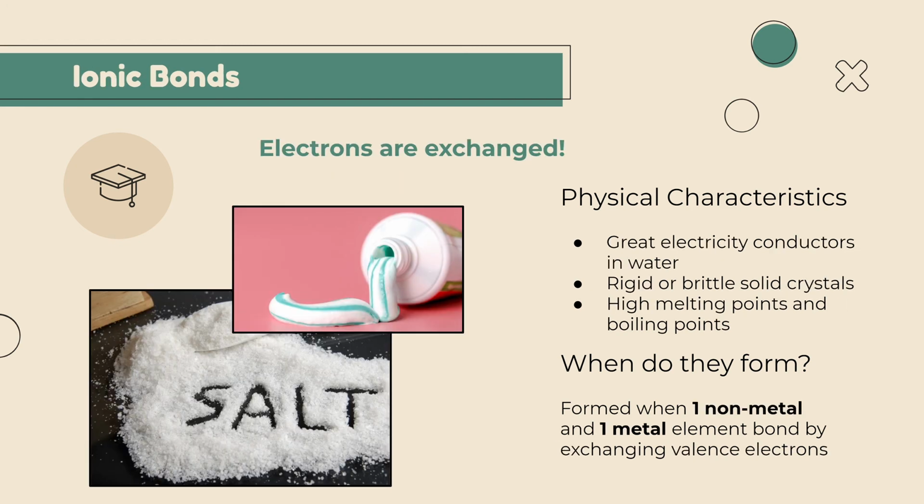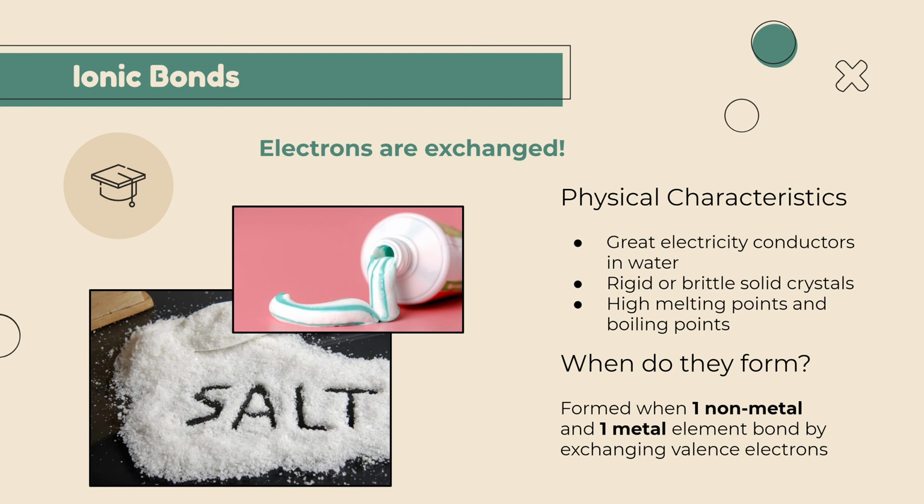Now on to the ionic bond. Unlike covalent bonds, electrons are not shared in an ionic bond because they're actually exchanged. Another key difference between the two is that ionic bonds form when one metal and one nonmetal bond by exchanging electrons. Usually the valence electrons from the metal are attracted to the nonmetal. You can tell that a substance is ionic because it will have a high boiling point and will be formed as rigid or brittle crystals.